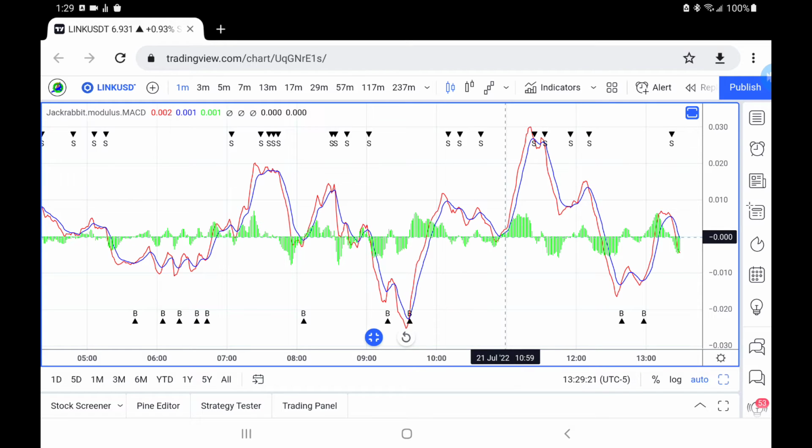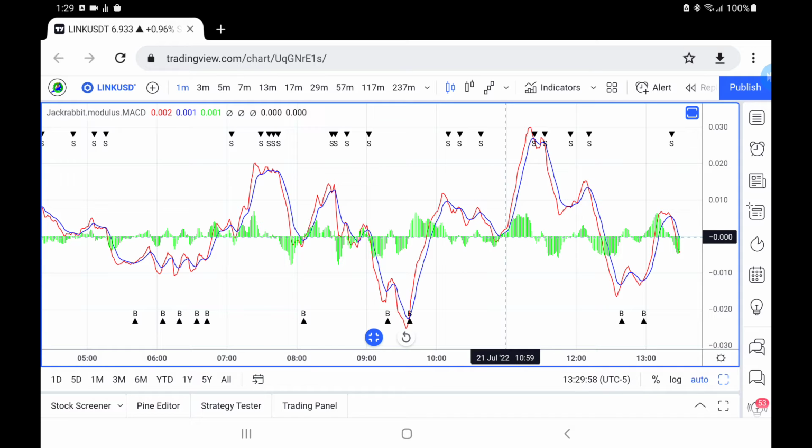With the new features built into the Jackrabbit MACD module, you can now filter out signals that take place too close to the 0 line. Using the scale at the right, you can actually see the deviation between the moving averages and the 0 line. And this gives you a way of actually tracking and eliminating signals that don't give you a good quality.